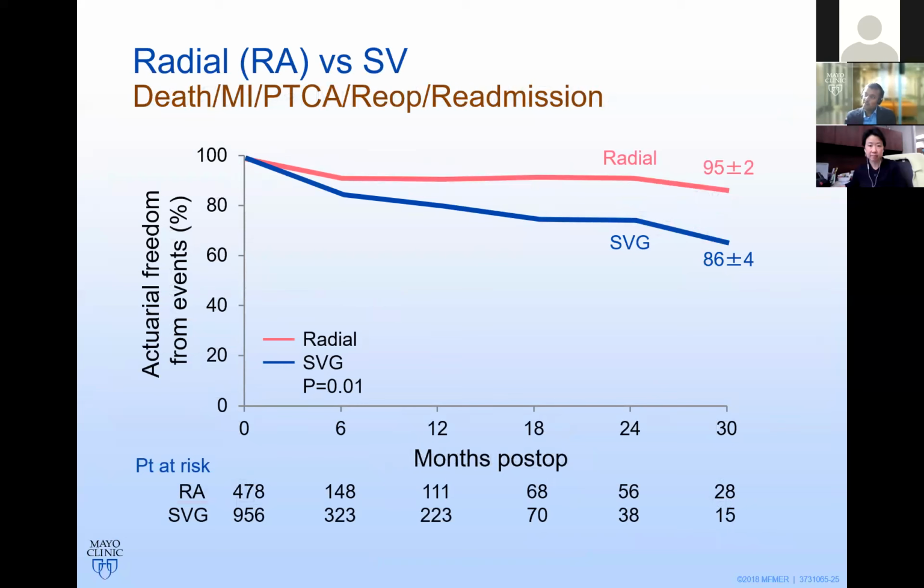So we looked at freedom from any future events, in terms of death, in terms of stroke, in terms of events like need for revascularization or repeat operation. And we found that when we used a radial artery, that's the artery that supplies the arm, we actually have much better results. 95% of the patients are free from any of these events almost 30 months post-op. So that was our follow-up for these radial artery conduits.